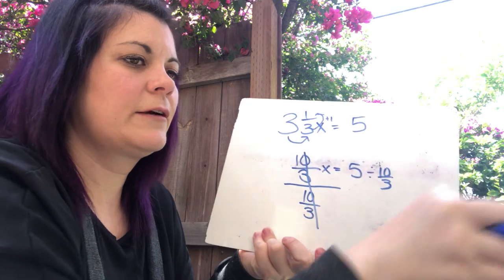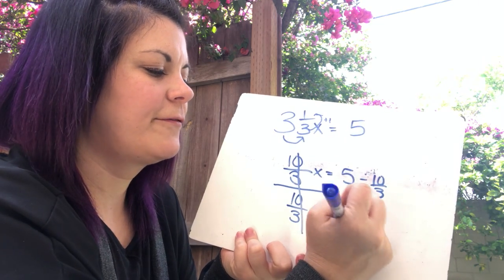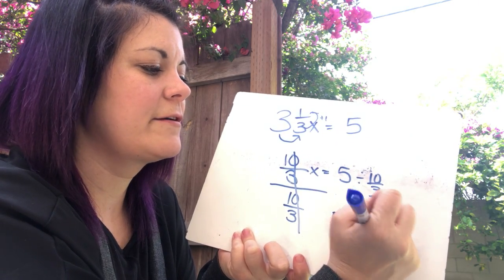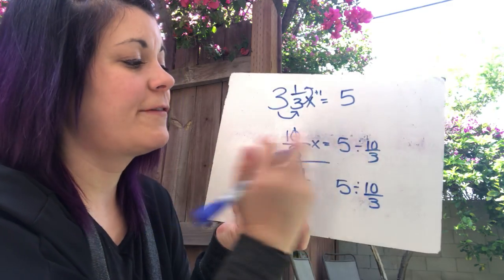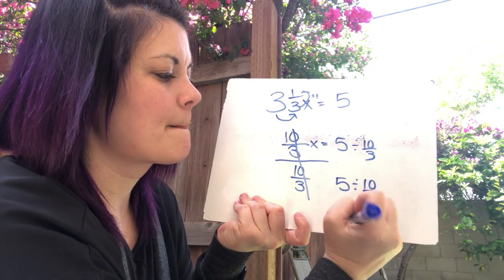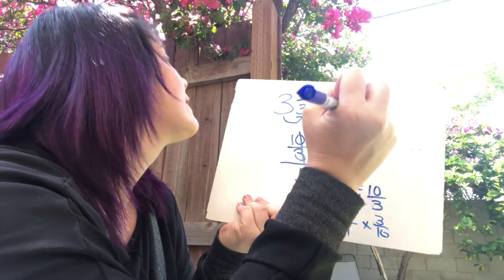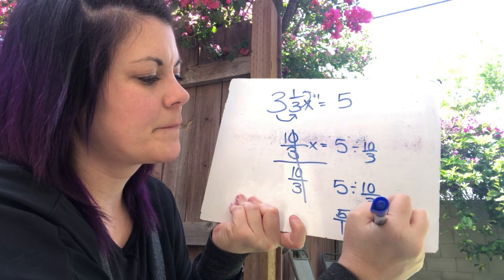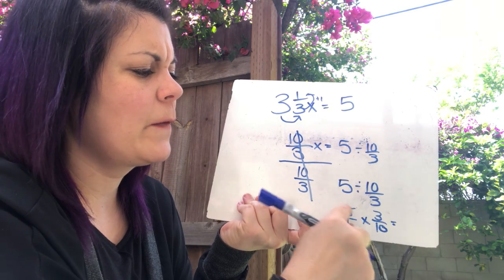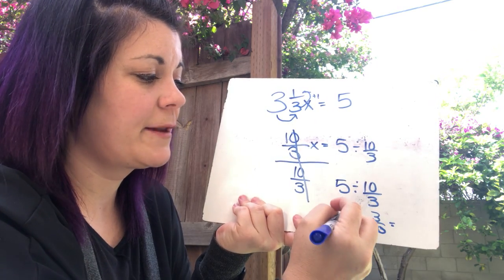I'm not going to write x equals yet. 5 divided by 10/3. I can put 5 over 1. And then keep, change, flip. Division of fractions. And then you do it. Oh, cross reducing. I can divide 5 and 10 both by 5.